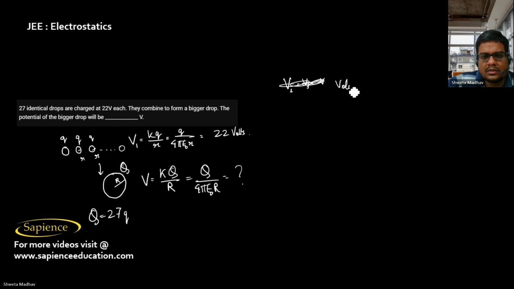So the initial volume will be 4 by 3 pi R cube into 27, since there are 27 drops. And the final volume is 4 by 3 pi capital R cube. So these two will be the same. Therefore we can say capital R cube will be equal to 27 R cube. Capital R will be equal to 3R.